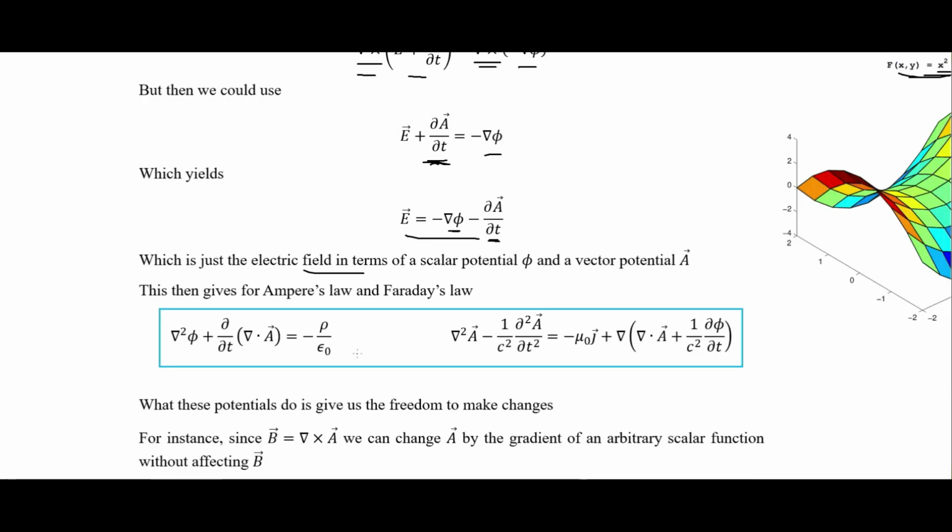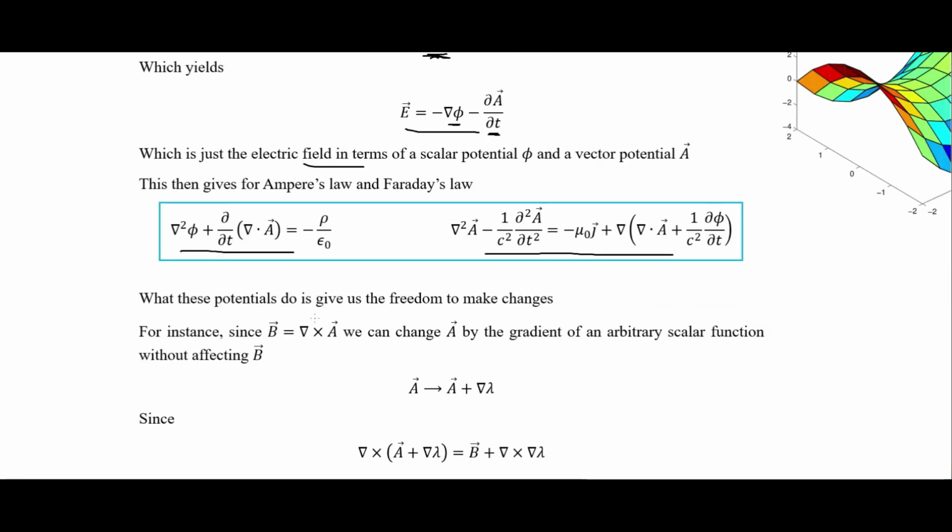For Ampere's law and Faraday's law, we can get the entire laws in terms of these scalar and vector potentials. So we have Ampere's law and Faraday's law, both in terms of just the scalar and vector potentials. So far this has just been a fun little mathematical curiosity, but what it does is give us freedom to make some changes that ultimately make the math easier to work with in different cases.